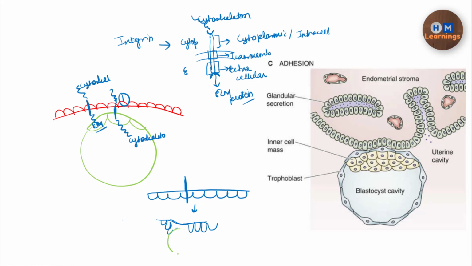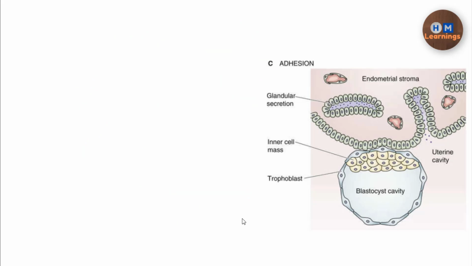So because of these integrin interactions, the endothelial cells are going to be dislodged from the basal lamina, and now the basal lamina is being accessed by the syncytial trophoblast. So this is the end of the second stage, which is the adhesion. After the second stage, we move on to the third stage, which is the invasion.